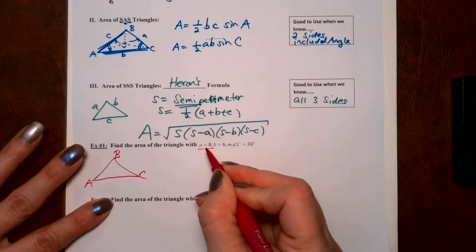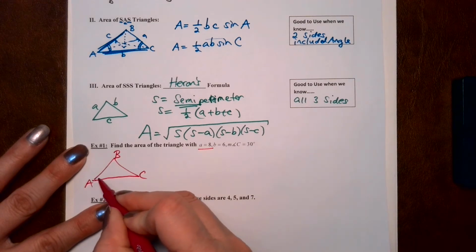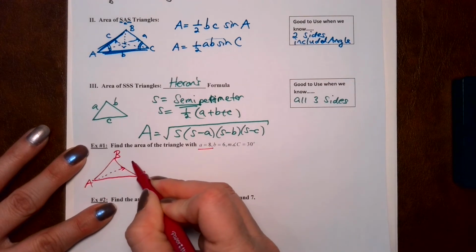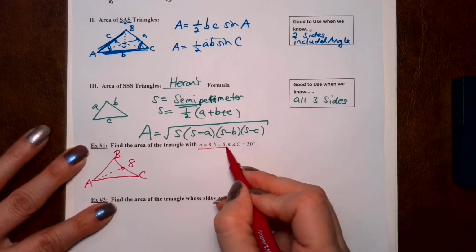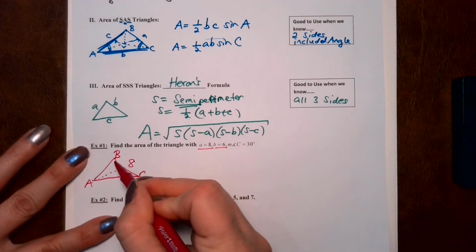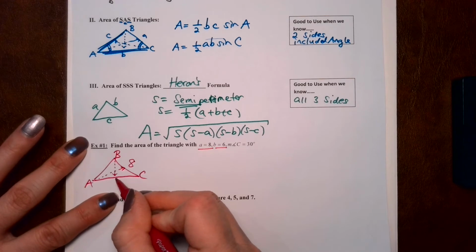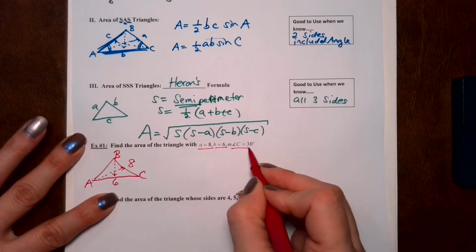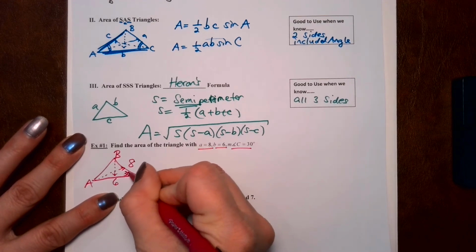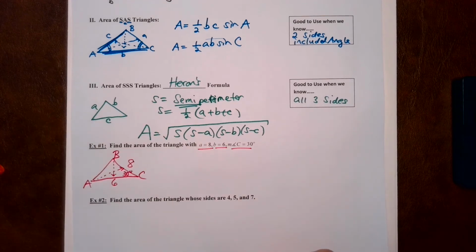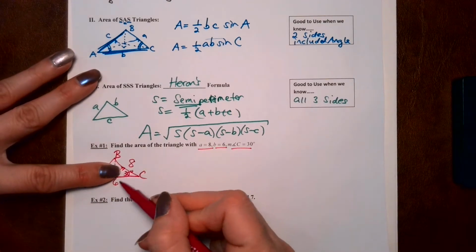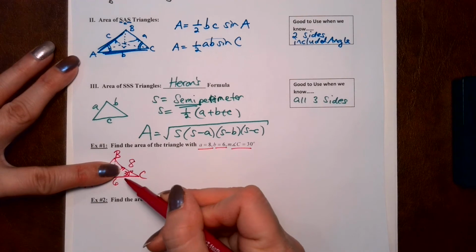So side A would be across from angle A. So this side over here is 8. Side B is 6. So go to angle B, you go across the triangle, and that side down there would be 6. And they're telling me angle C is 30 degrees. Oh, perfect. Okay, I've got two sides and the included angle.